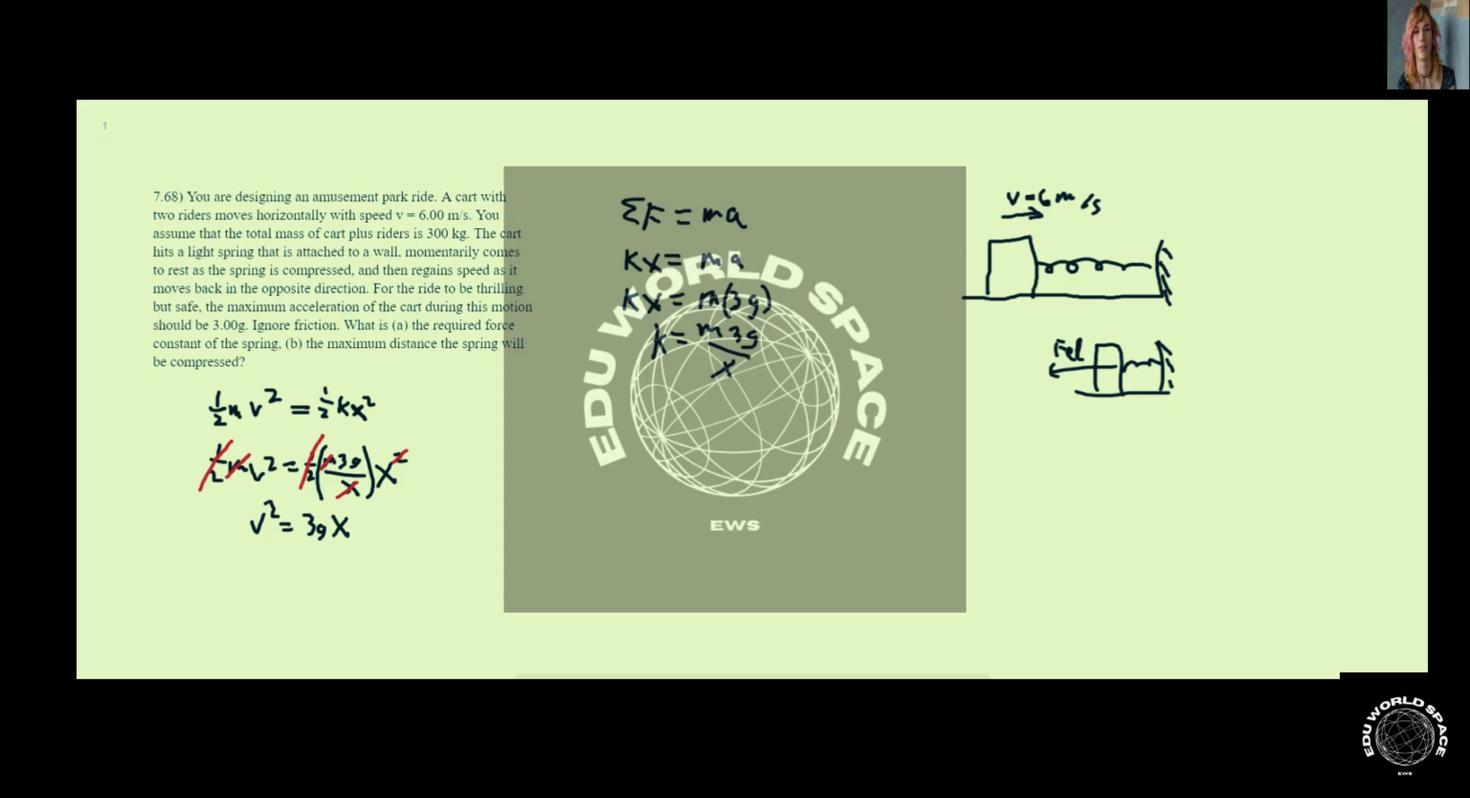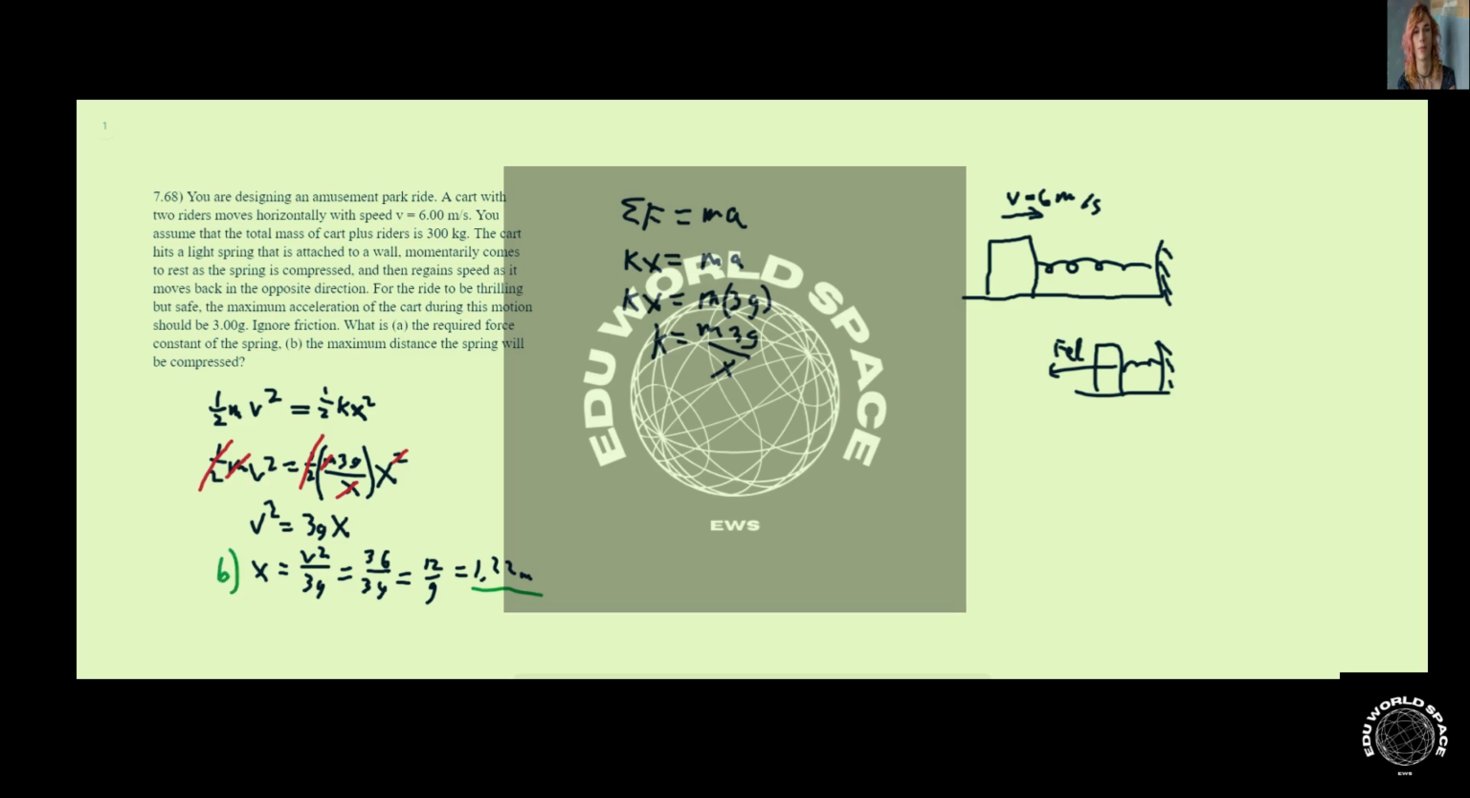Okay, then what we can do is solve for x. So we have x is equal to v squared over 3g. So that's going to be 36 over 3g, which equals 12 over g. So 12 divided by 9.8 is a number. If I plug that into my calculator real quick, I get 1.22. So that is B, the maximum distance the spring will be compressed.